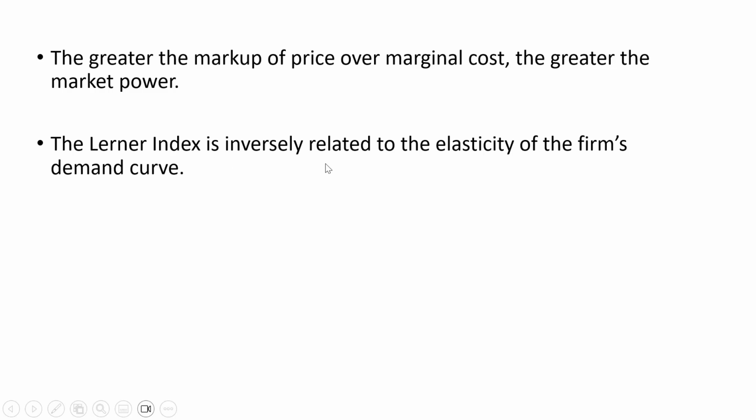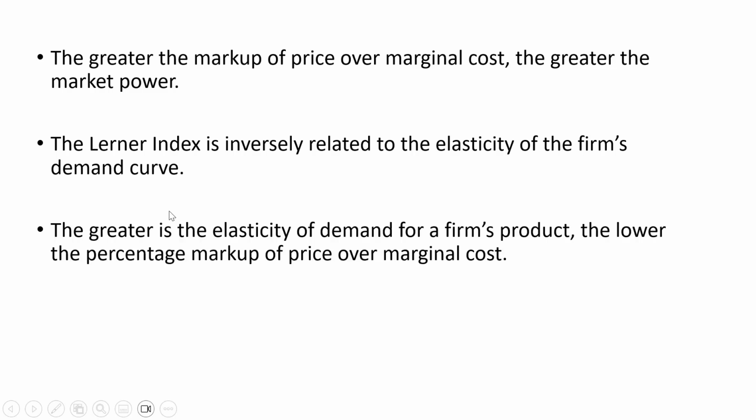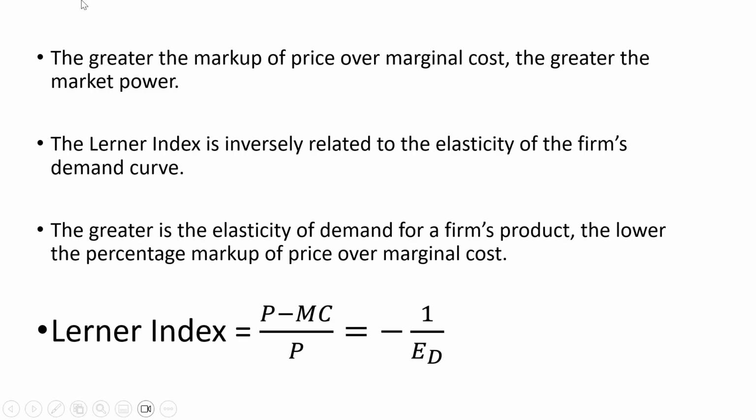The Lerner Index is inversely related to the elasticity of the firm's demand curve. The greater the elasticity of demand for a firm's product, the lower the percentage markup of price over marginal cost. So here's the Lerner Index, taking all of this information into account: price minus marginal cost, all divided by the price, will equal minus 1 over the price elasticity of demand.